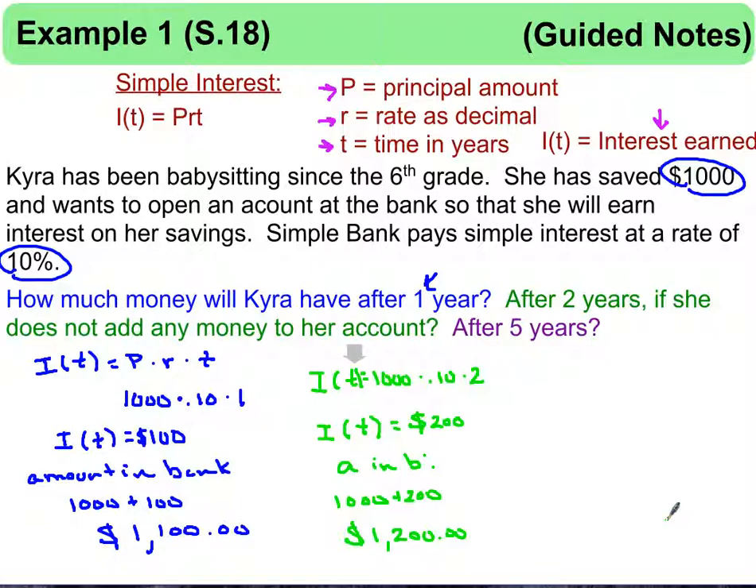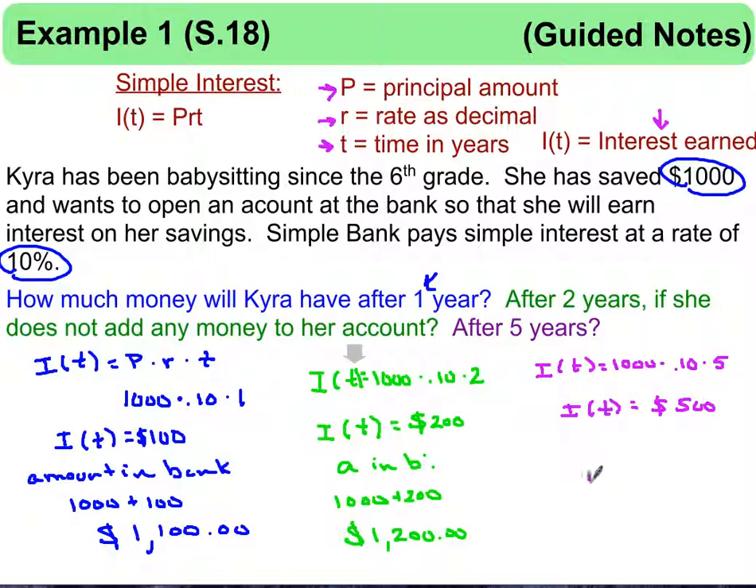So if I wanted to leave it in there for 5 years in the account, and I wanted to find out how much I would have in the account after 5 years of never touching the money in the bank, again, to illustrate the process, I would have I sub t equals my 1,000 times my 0.10 times the 5 years I'm going to leave it in the bank. So the I sub t, or the interest earned in 5 years, would equal $500.